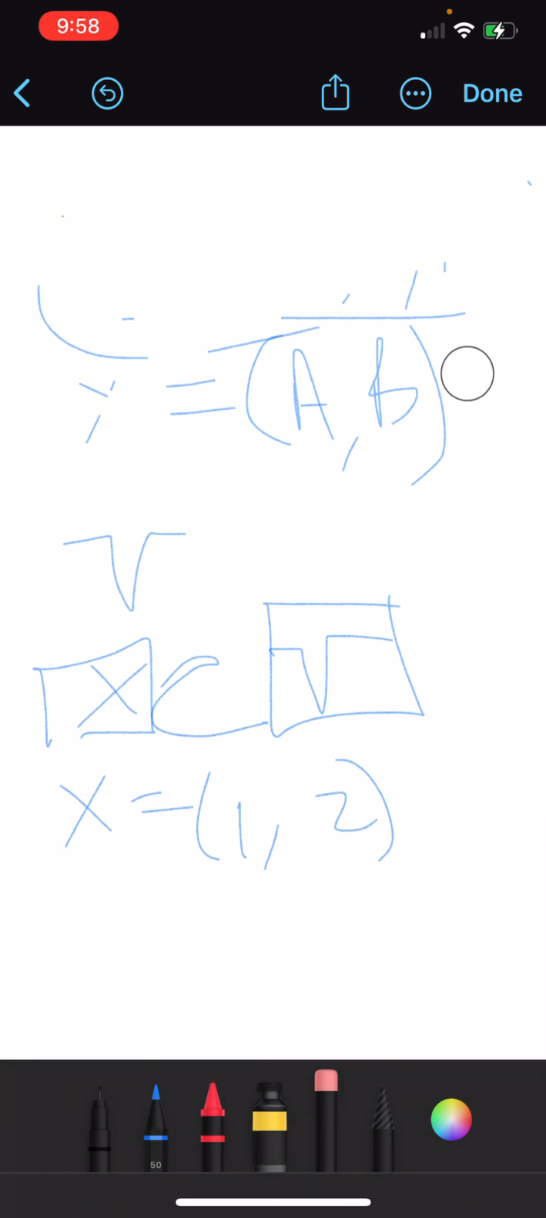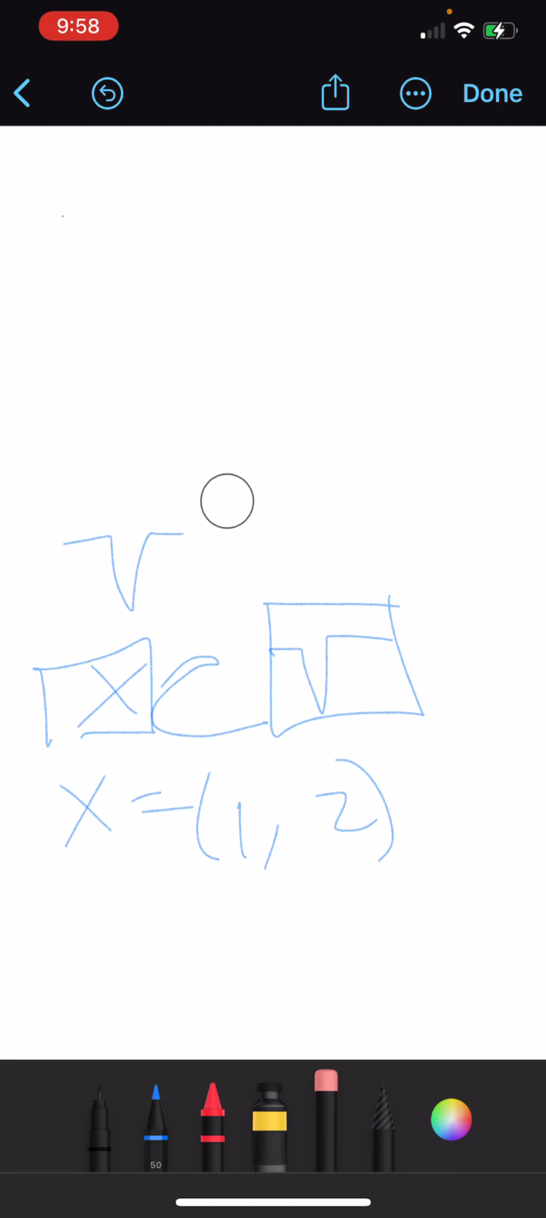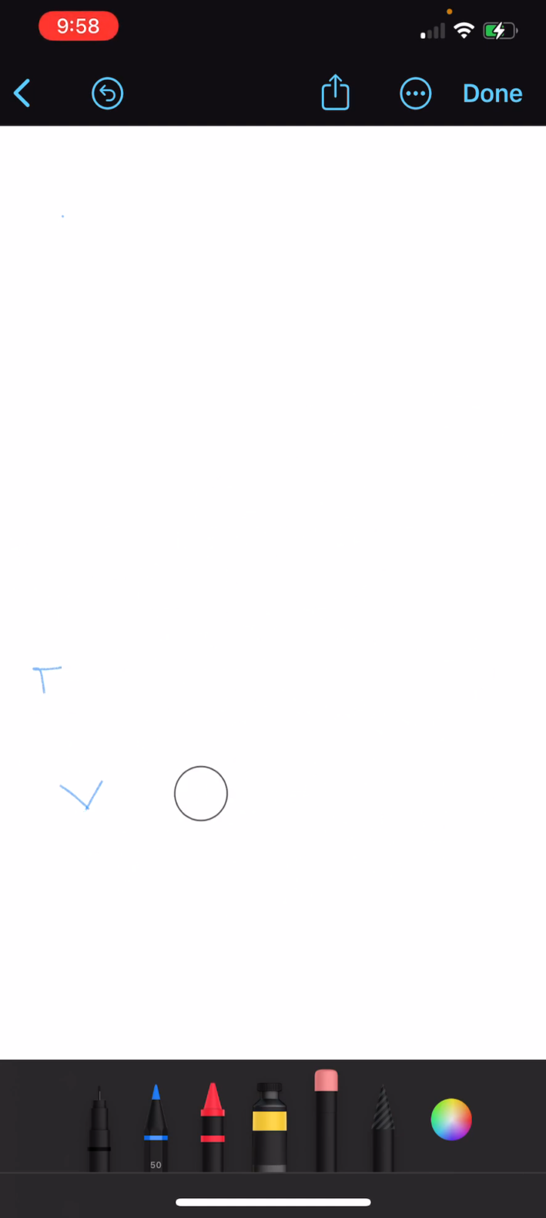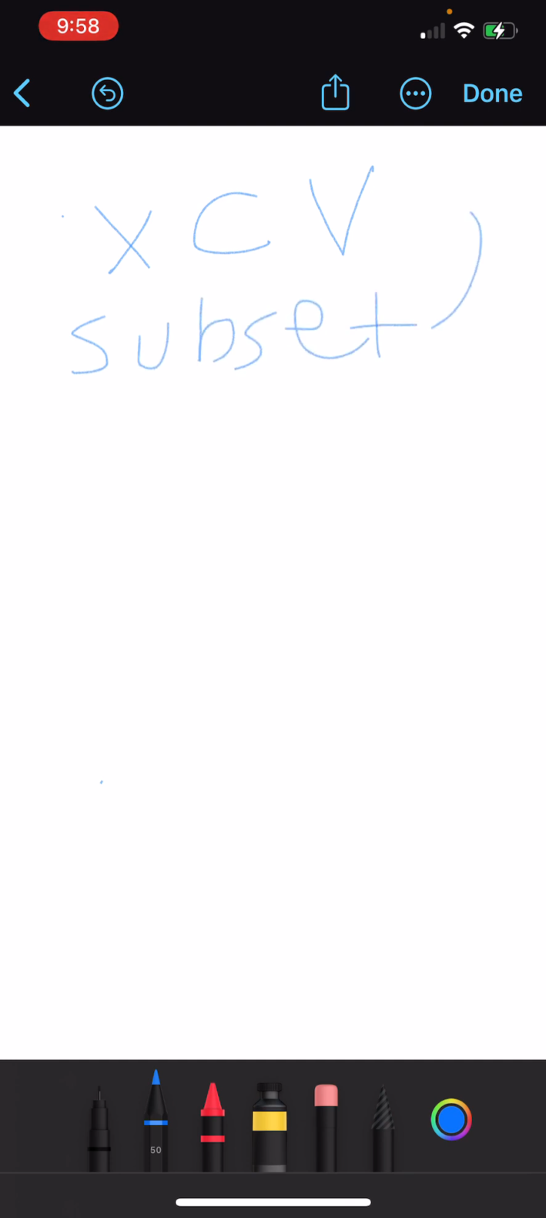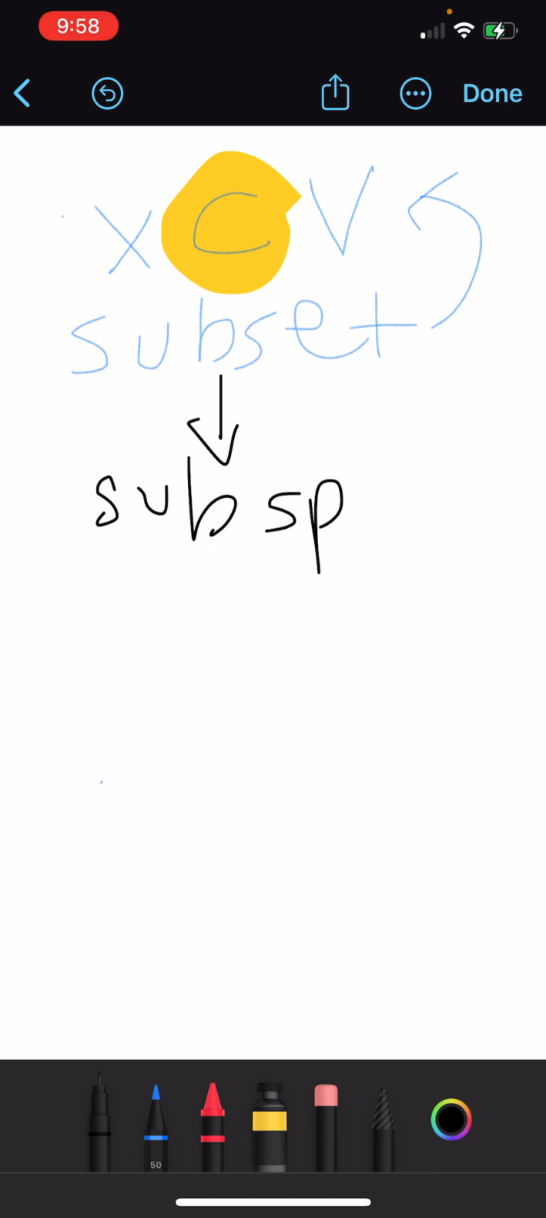So that's how we know we have a subset. For a subspace, we need to have X as a subset of our vector space V. Now, how do we consider it to be a subspace? The notation that we use for a subset is that X is a subset of V. For X to become a subspace, we need to have 3 conditions that we can check off as true.